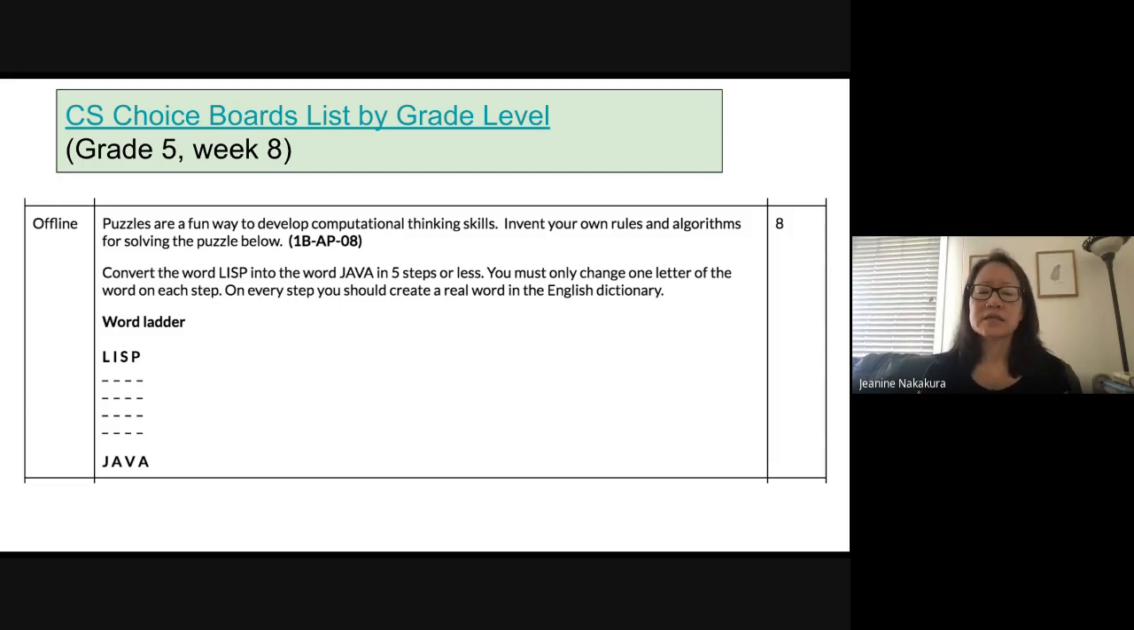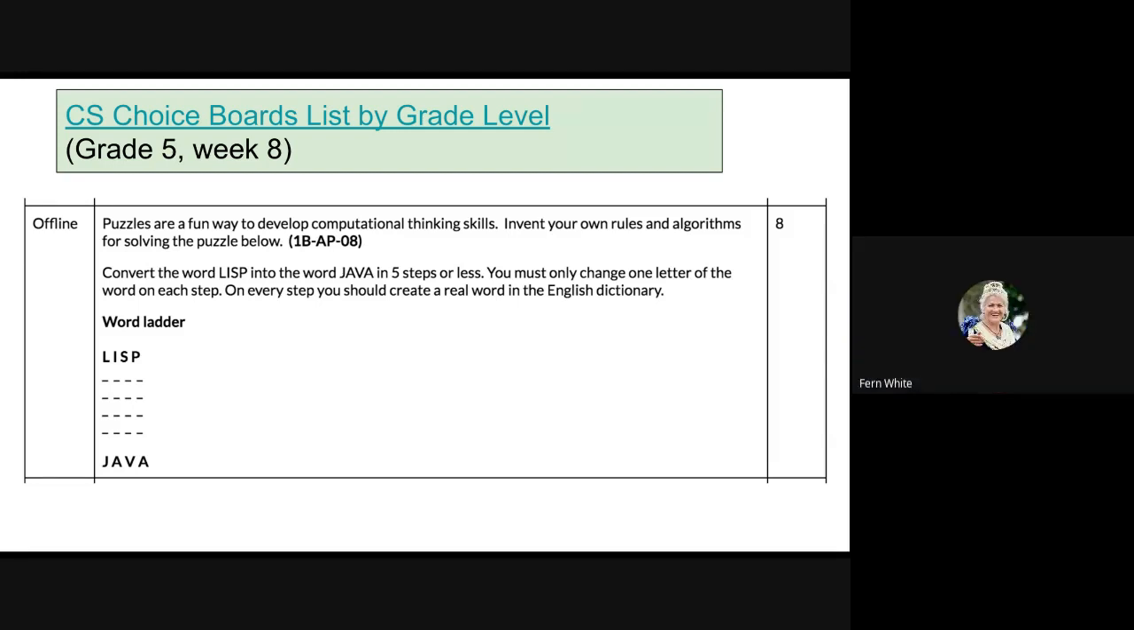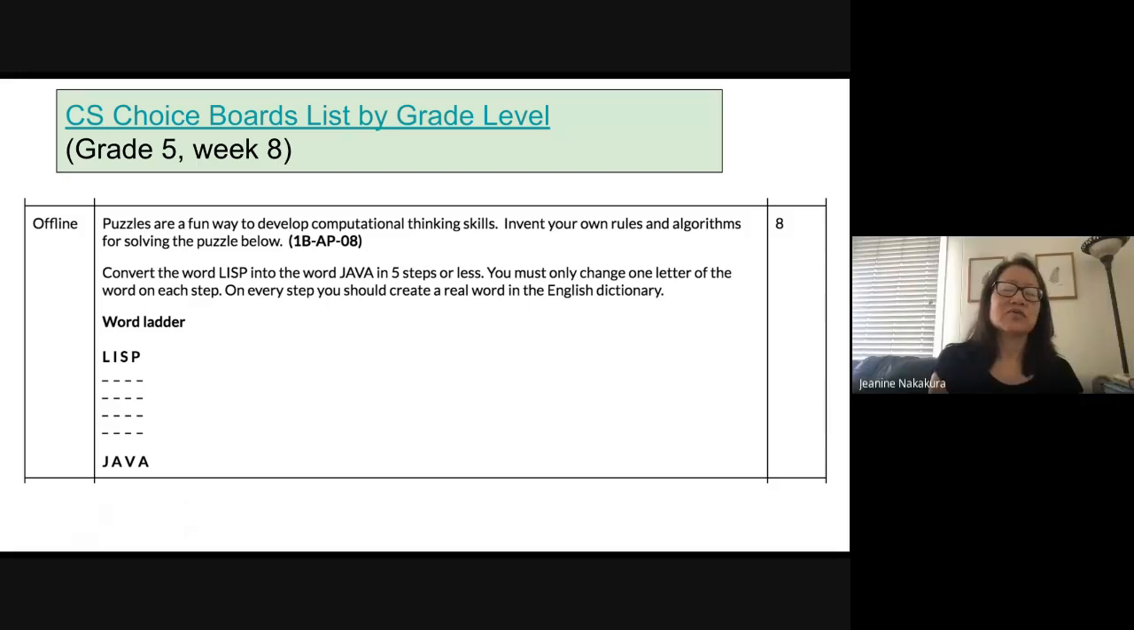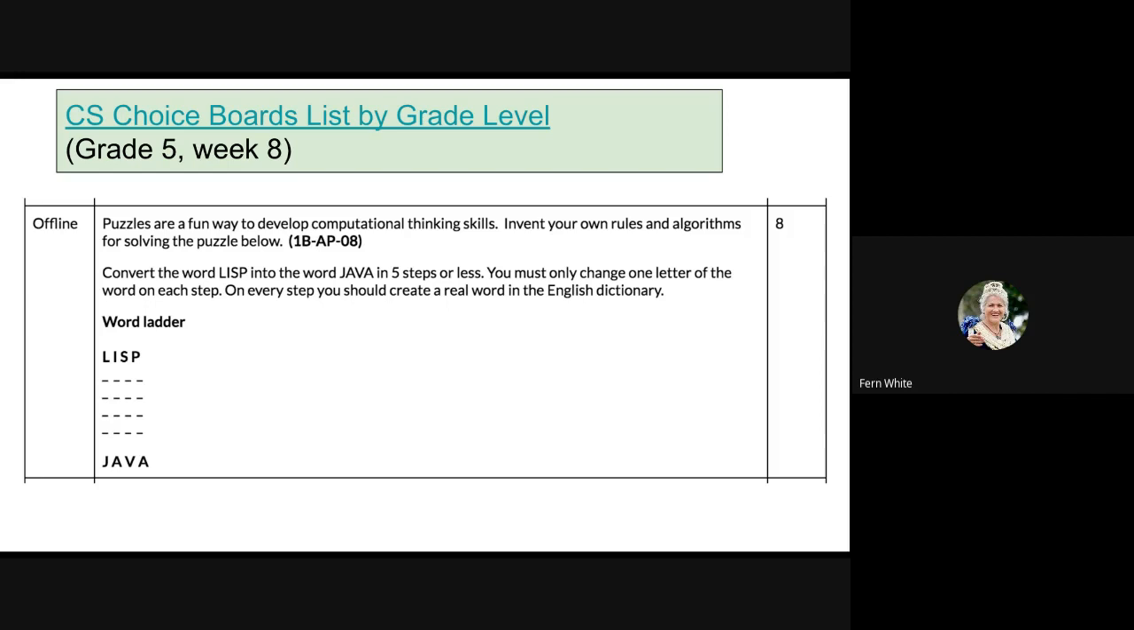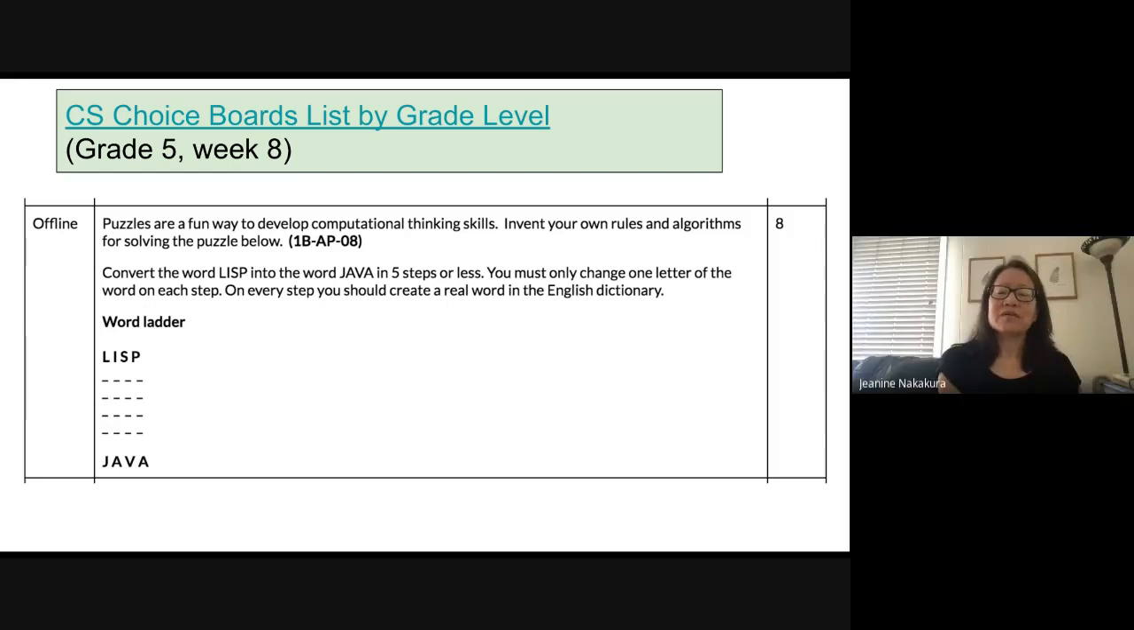Fern has her hand up. Yes, Fern. I'm sorry. Yes. Which link are we clicking on in the slide, the CS choice boards? Is that where you said to click on a link? I'm in the slides. Oh, so that's the choice boards by grade level. If you're looking for more computer science activities, we organize them into grade levels. But I chose just one as a sample, and it's from grade 5, week 8, and this is it. I just did a screenshot of it. But if you want more, there's a whole bunch of them. Okay, I apologize. No problem. We encourage you to ask questions.